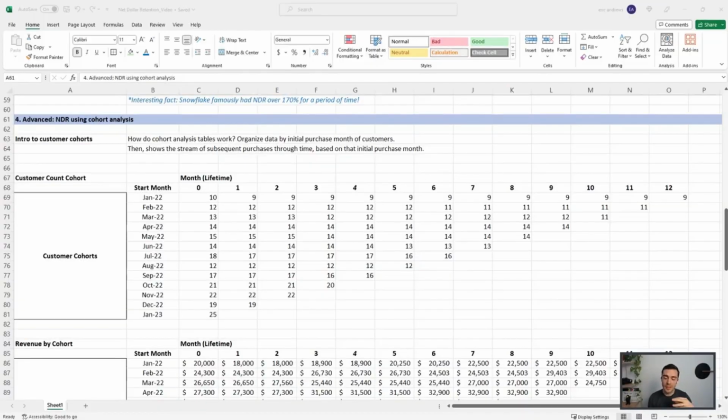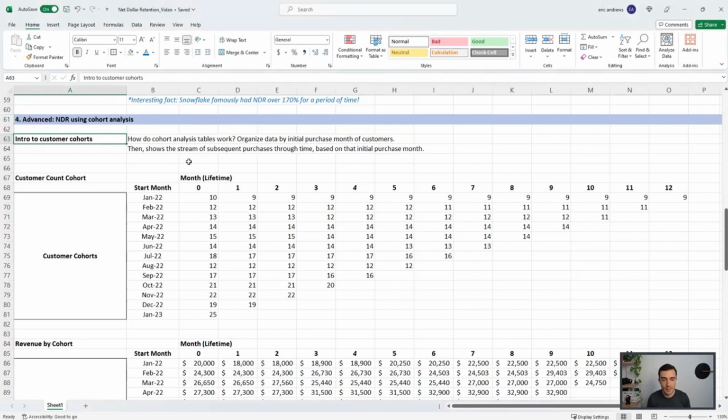So first I'm going to explain to you what a cohort analysis table is, and then I'll show you how to use this data to calculate net dollar retention for large groups of customers who you acquired over long periods of time. So, okay, intro to customer cohorts.